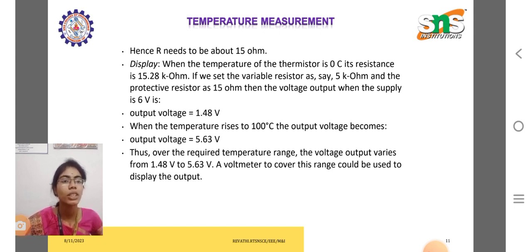hence R needs to be about 15 ohms. Display: when the temperature of the thermistor is 0 degrees Celsius, its resistance is 15.28 kilo ohms. If we set the variable resistance as, say, 5 kilo ohms and the protective resistance as 15 ohms, then we get the voltage output when the supply is 6 volts. When the temperature rises to 100 degrees Celsius, the output voltage is 5.63 volts. Thus, over the required temperature range, the voltage output varies from 1.48 volts to 5.68 volts. A voltmeter to cover this range could be used to display the output.